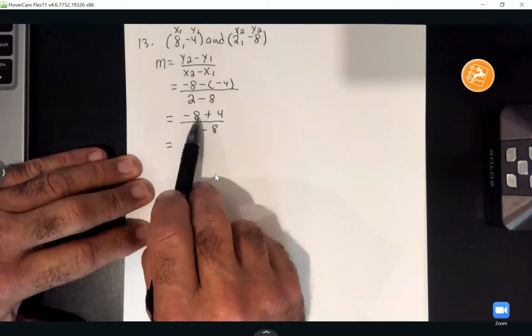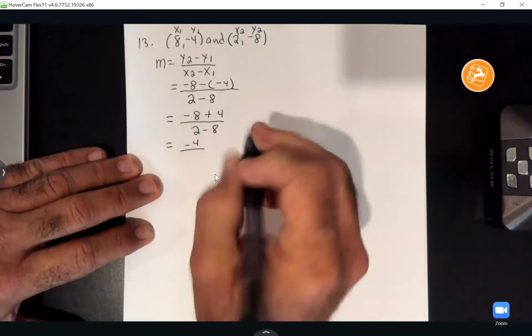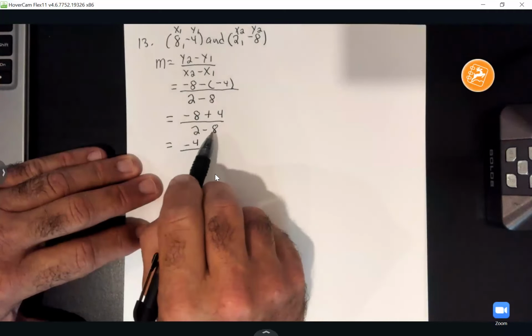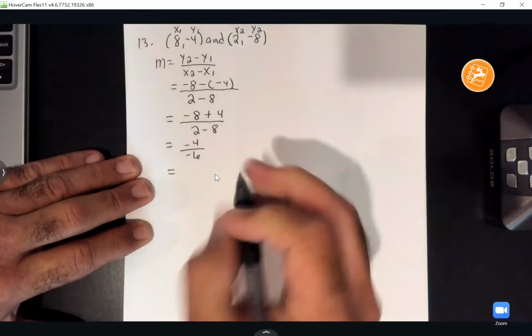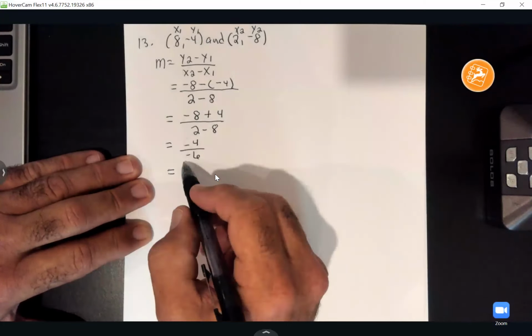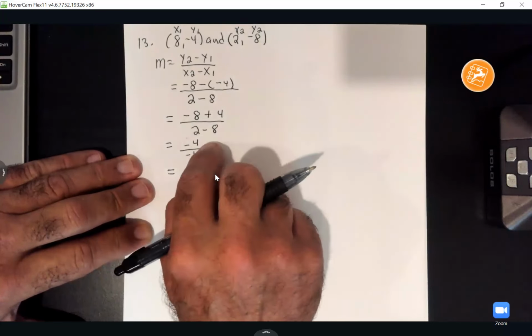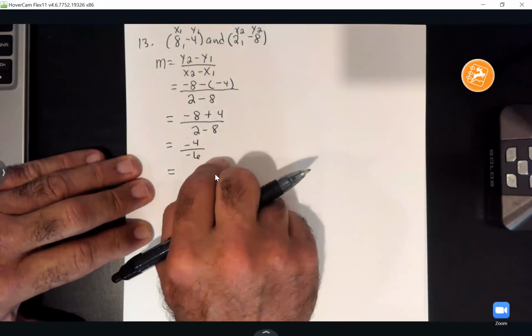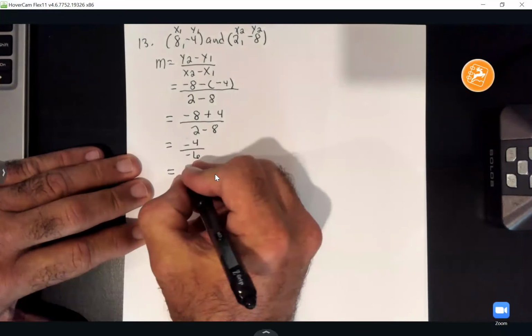All right, y'all, let's add these now. -8 plus 4 gives you a -4 on top. 2 minus 8 gives you a -6 on the bottom. Remember, two negatives will cancel, making this a positive answer. Now, we got a 4/6. We got to reduce that fraction.